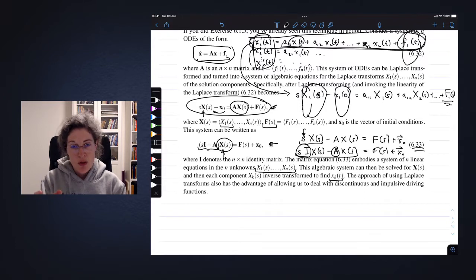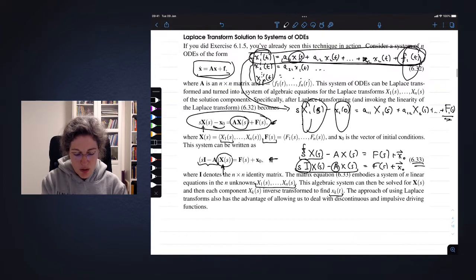The advantage to using this particular technique, as we saw when we were dealing with individual differential equations, is we don't have very many constraints on the non-homogeneous part here. We can use discontinuous and impulsive driving functions. So this is a pretty general technique that we can use. Although there's a whole lot of matrix algebra going on, we're really just extending exactly what we did in the single DE case.